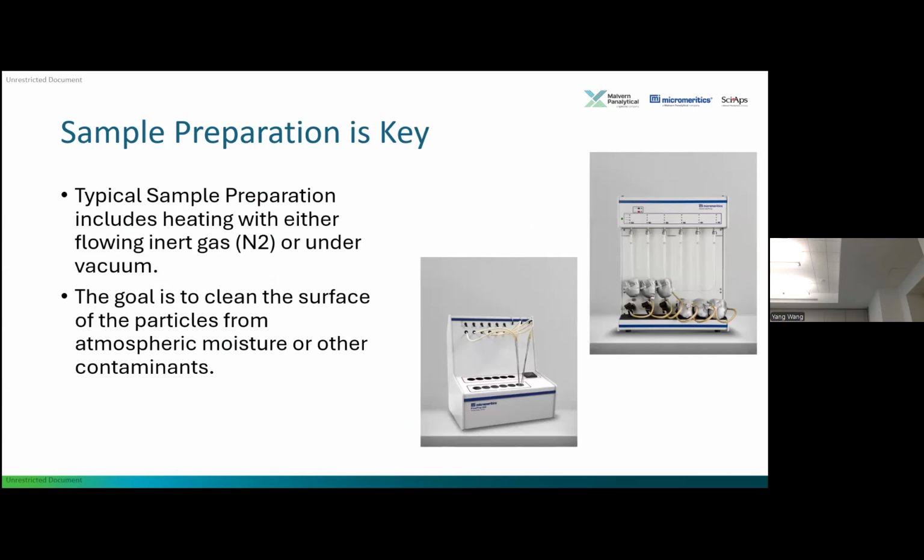One important step is sample preparation. Just like any analytical technique, sample preparation is key. We want to make sure that the surface is clean and free from atmospheric moisture or any other contaminants. So we have different prep stations. You can pull the sample under vacuum, heat it up, or flow gas over it in order to make sure you prepare your sample correctly to remove any atmospheric moisture or contaminants from the surface, so that the adsorption is only occurring on the surface of the material.